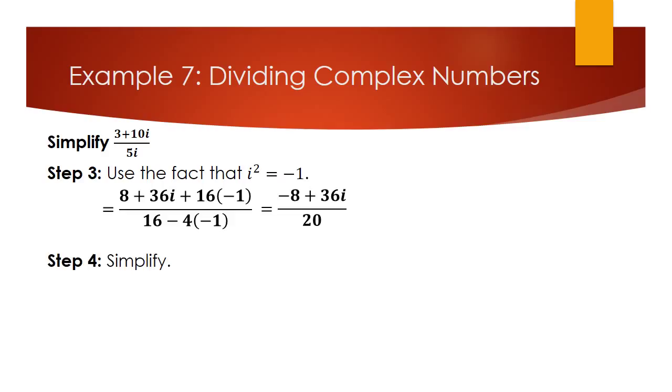Last step, simplify everything. When I look at this, I know I can divide everything by 4. 4 evenly goes into 8, 36, and 20. And divide everything by 4. I get negative 2 plus 9i over 5. It's in a plus bi form, so you can leave it like this, or simplify it one more step by separating the denominator of 5 to negative 2/5 minus 9/5 i.